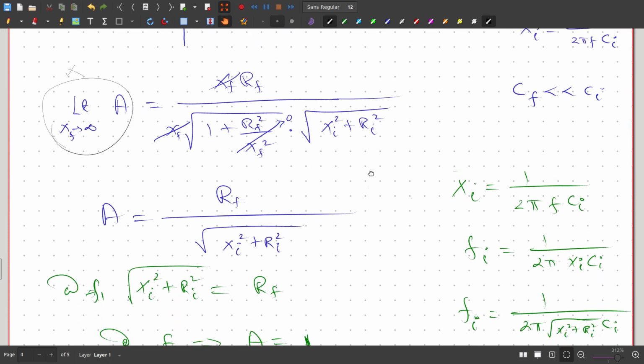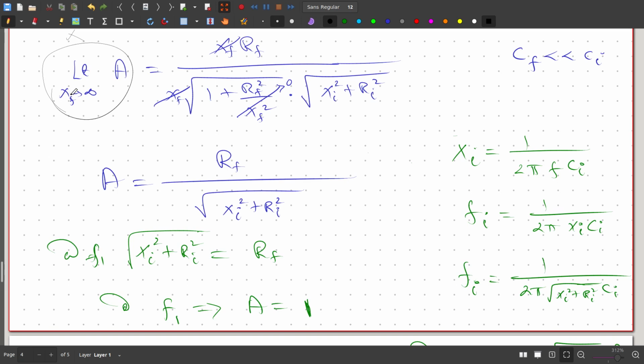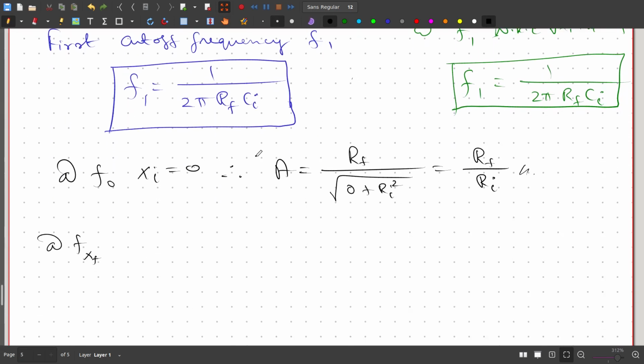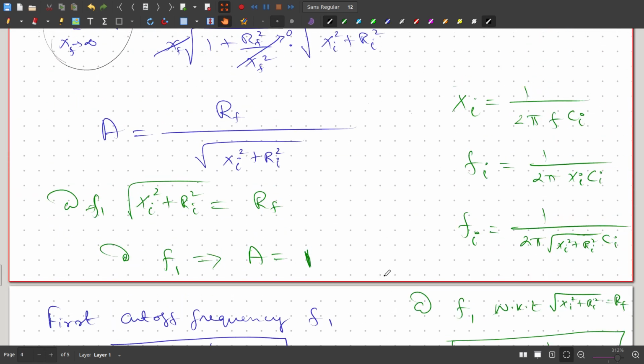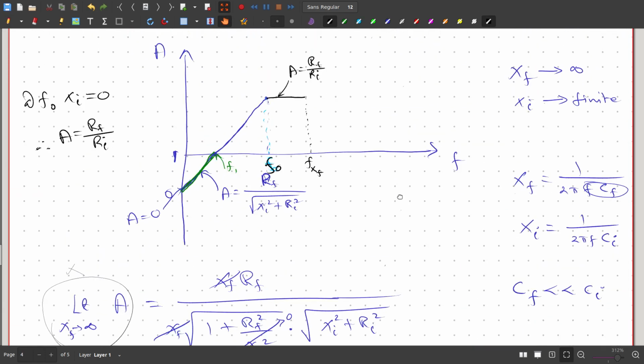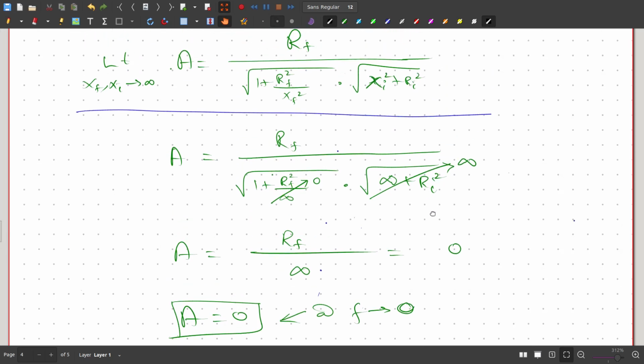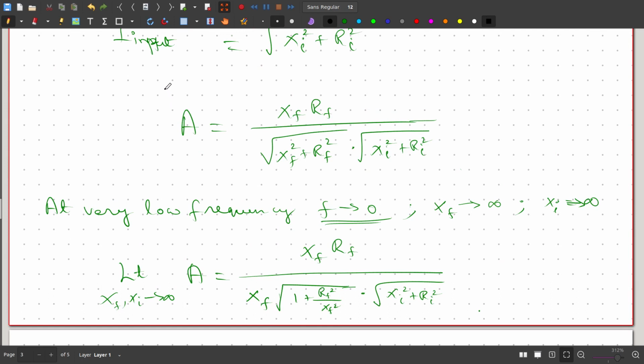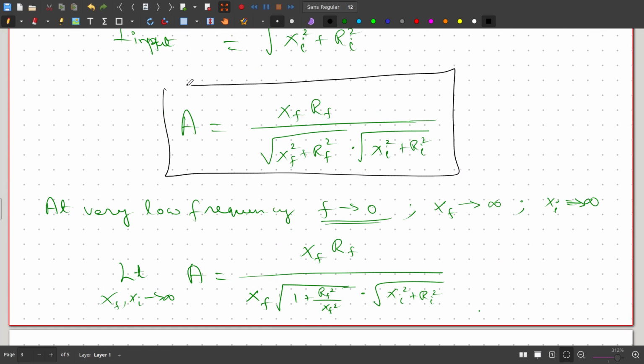Because XF starts to get very low. And at that point the amplitude is given by our original amplitude equation, this one, this equation. But this part is gone.